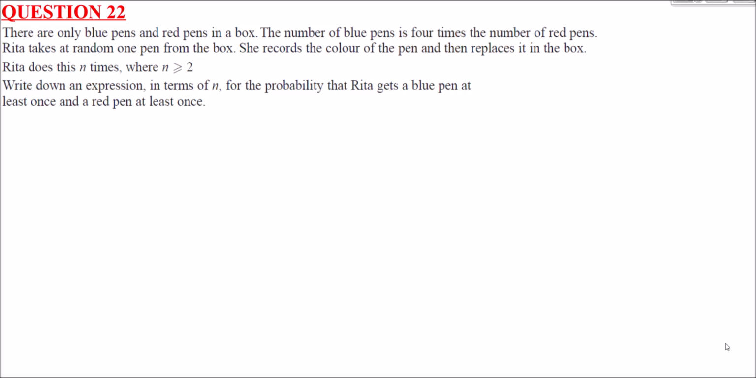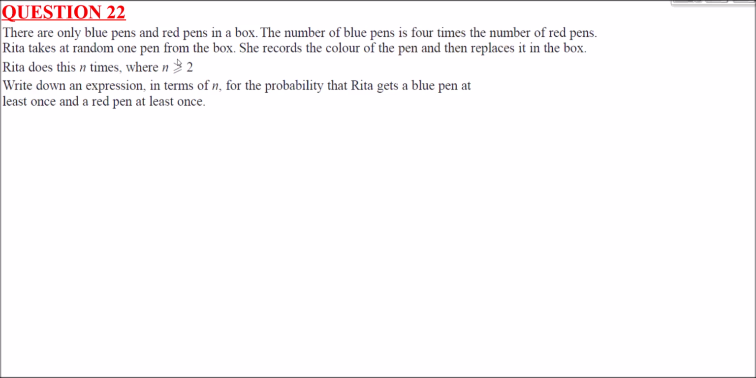Question 22, 23 and 24, we're now getting on to the real business end of the exam paper. These questions are really quite challenging. Anyway, question 22. We're told here that there's only blue and red pens in a box. The number of blue pens is 4 times the number of red pens. Okay, so this is some key information we're going to use in a second.